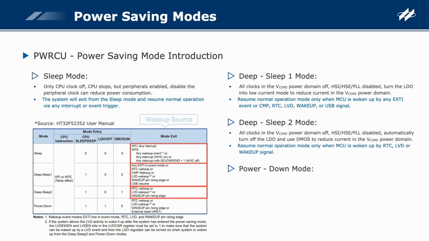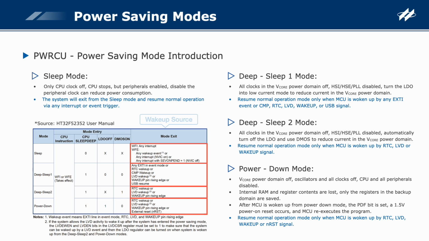In the Deep Sleep 2 mode, all clocks in the V-core power domain are off and the CPU stops operating. HSI, HSE and PLL are disabled. The high-speed oscillator stops oscillating. Use depletion modes to reduce current in the V-core power domain. The system resumes normal operation mode only when the MCU is woken up by RTC, LVD or wake-up signal. Some MCUs support EXTI wake-up function.